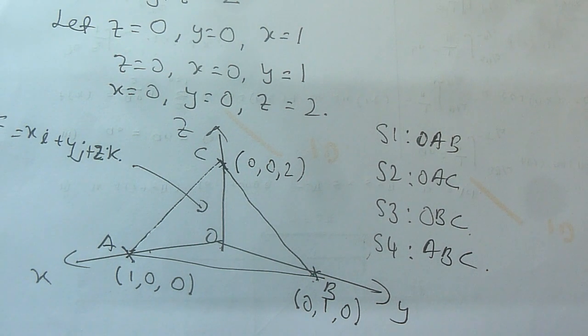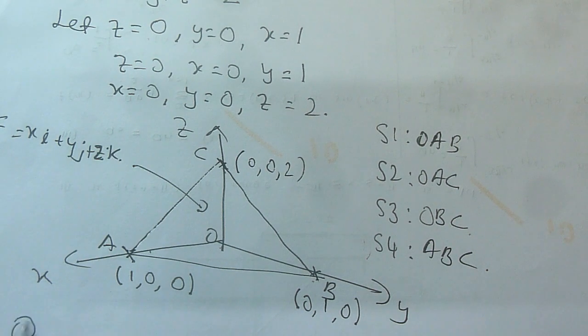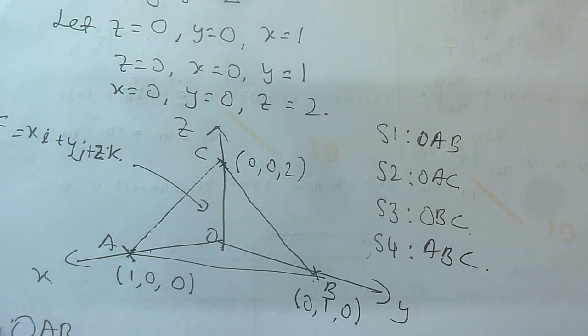Okay, now let me start with the simple surface here. Let me start with OAB. OAB first. How to find OAB? That means I need to find S1. Can you see that?